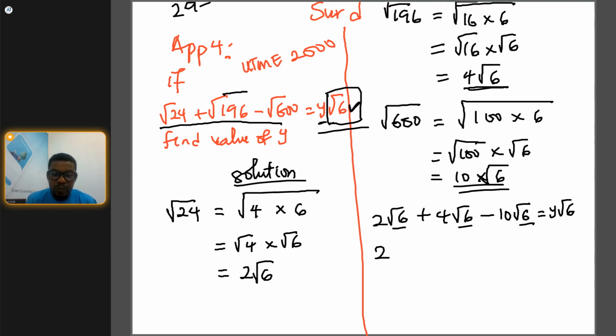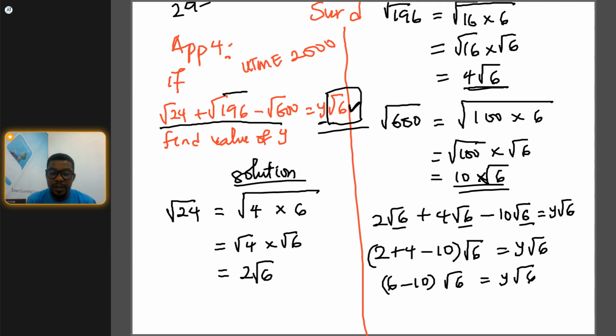So we're going to have 2 plus 4 minus 10, close the bracket. Root 6 is common to all of them. Root 6, root 6, root 6 equals y root 6. When I simplify this, I will have 6 minus 10, close the bracket, root 6 equals y root 6. Take away 10 from 6, that is minus 4 root 6 equals y root 6. And of course, we have our response already.